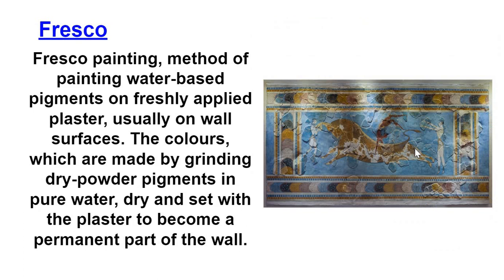So next is the fresco. The fresco, or fresco painting, is a method of painting which is water-based. It is usually applied on a wet plaster, which is used on wall surfaces. So after the painting itself, it becomes a part of the wall. This is the good thing about the fresco.